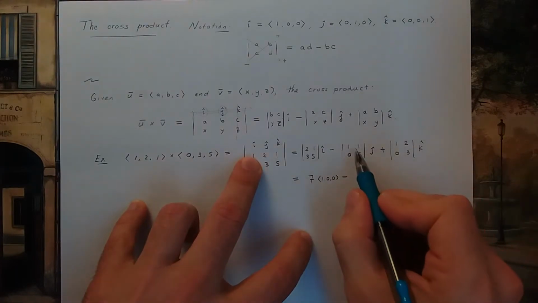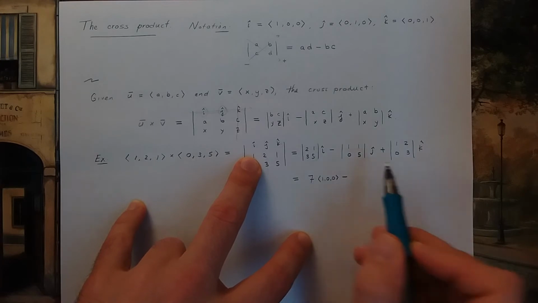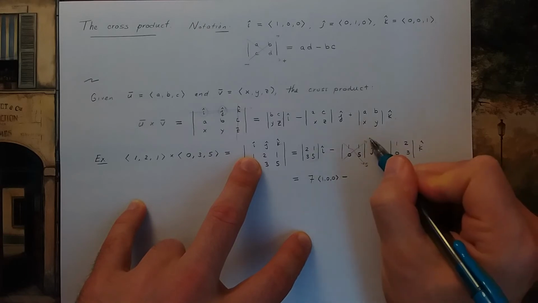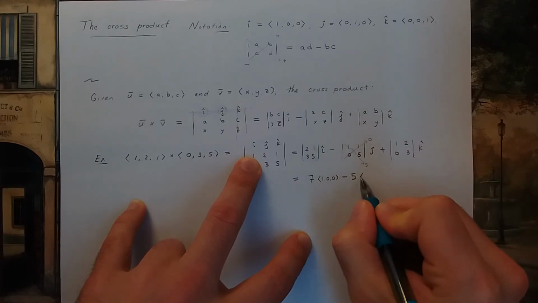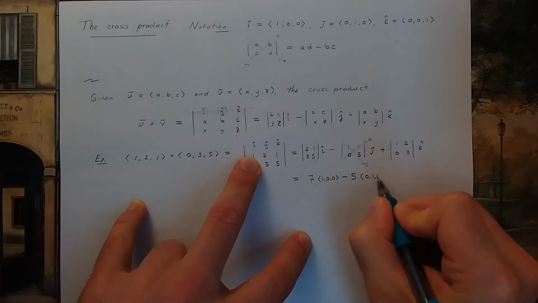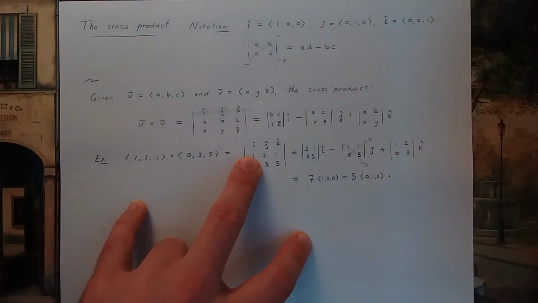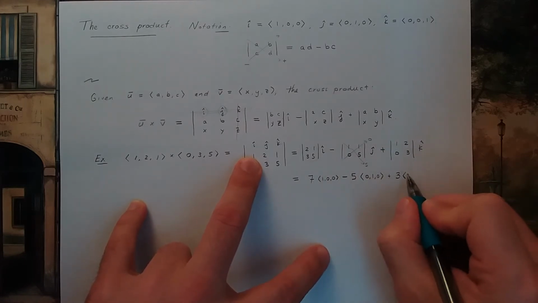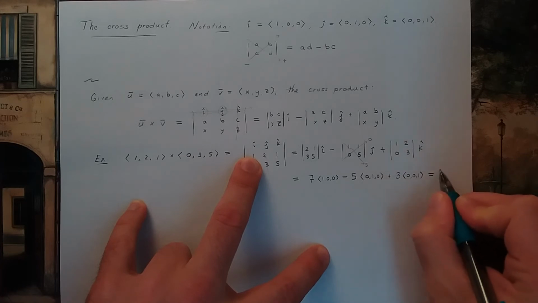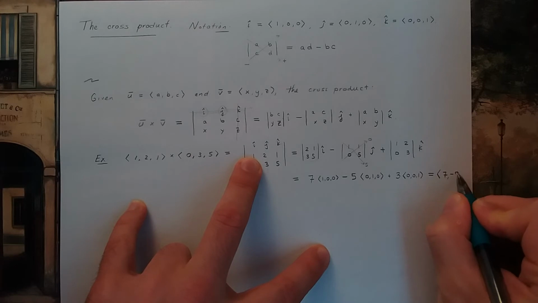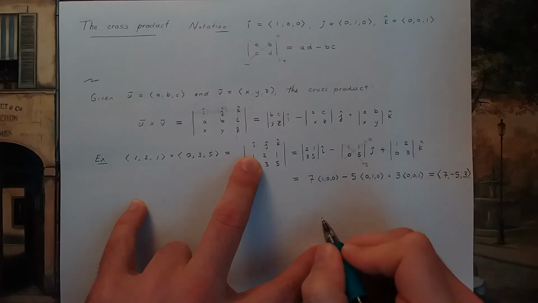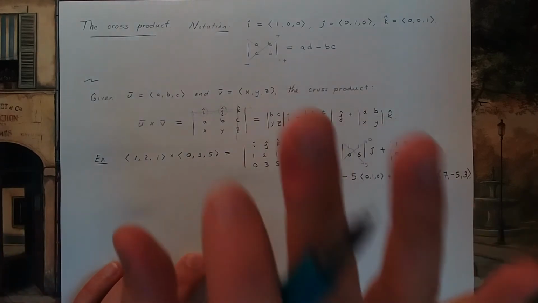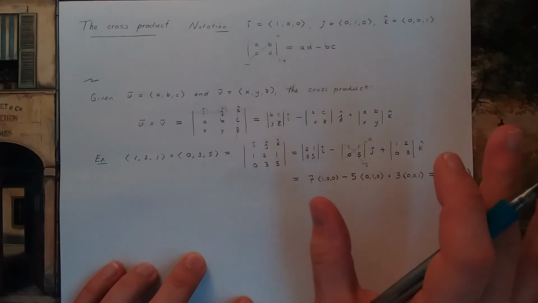Okay, the next determinant will be 1 times 5 minus 0. So 5 minus 0 gives me 5. j hat is 0, 1, 0. And lastly, this last determinant is 3. So 3 k hat is 0, 0, 1. So I end up with the vector 7, negative 5, 3. That's the cross product of these original two vectors. So that's how you take the cross product.